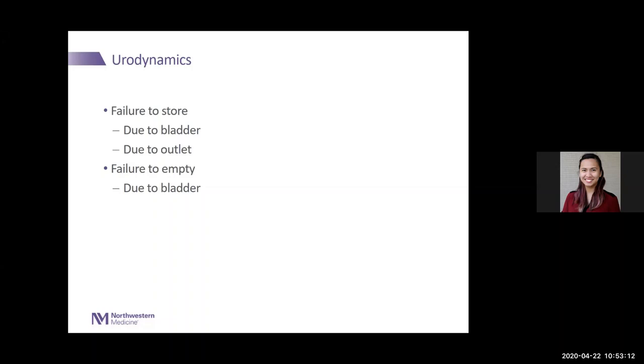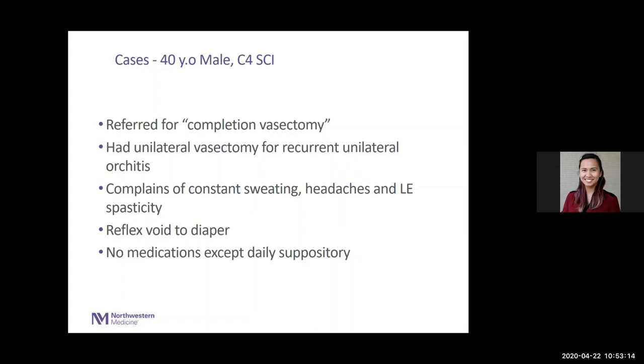She catheterizes. All right, here's one of my other favorite cases. My residents have probably heard this one, but this is a true story. This patient was referred to me for a completion of vasectomy, which is a standard referral. We had a unilateral vasectomy for unilateral orchitis. He's a 64-year-old spinal cord patient with complaints of sweating, headaches, and lower extremity spasticity. He reflex voids into a diaper. He actually has no medications except for a daily suppository.